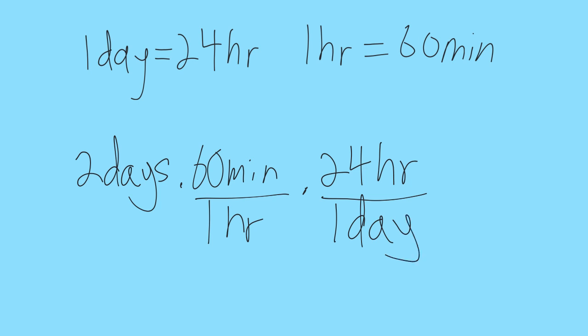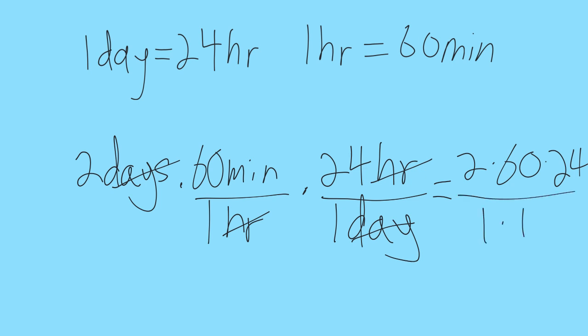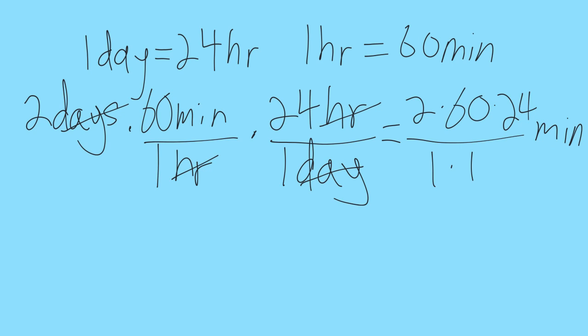Now I can cancel out the units even though they are on the right side and the left side. So this day cancels out with these days, and this single hour cancels out with those hours over there. So now all I do is multiply across and multiply across the bottom. So I have 2 times 60 times 24 divided by 1 times 1. So in the end, we are left with 2,880 minutes.